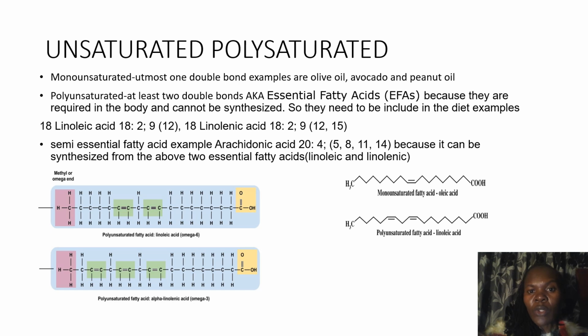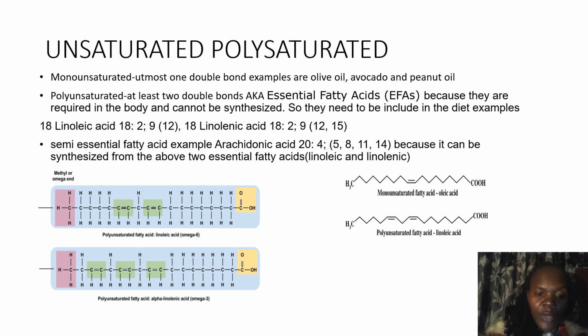polyunsaturated. It's also one of the essential fatty acids. You can see it has double bonds at positions 9, 12, and 15. So you count 1, 2, 3, 4, 5, 6, 7, 8, 9. Put a double bond. 10. We are going to have a double bond between 9 and 10, 12 and 13, 15 and 16. So that is 9 and 10.